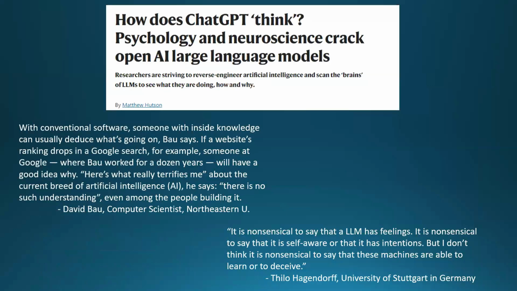So I'm going to just give 2 quotes and then I'll stop here. These are both from this article. This is a computer scientist, David Bau. "With conventional software, someone with inside knowledge can usually deduce what's going on. If a website's ranking in Google search goes down, we usually have a good idea why.